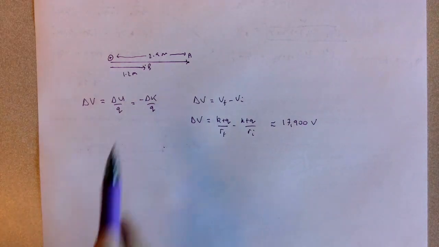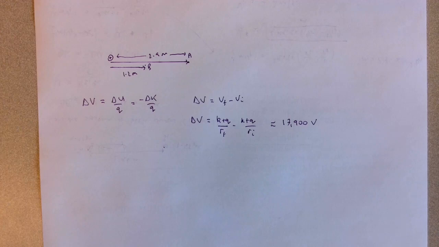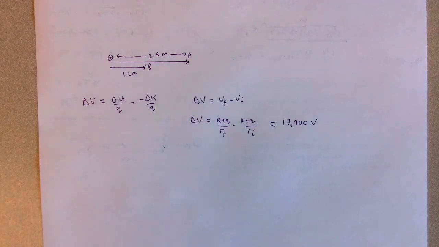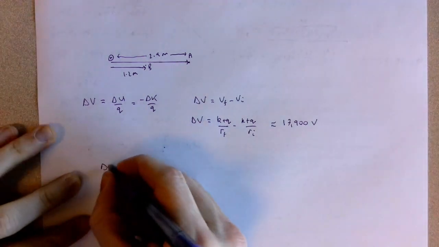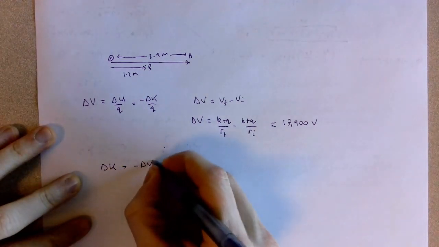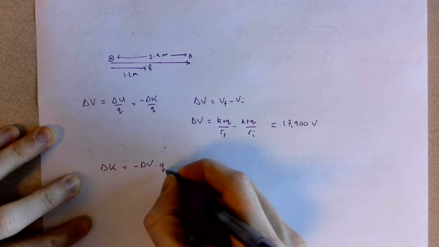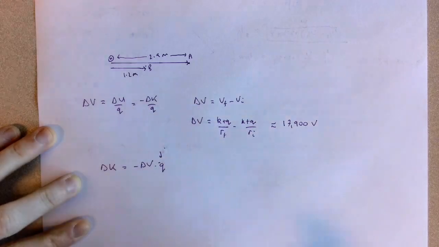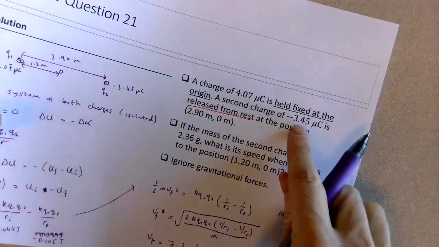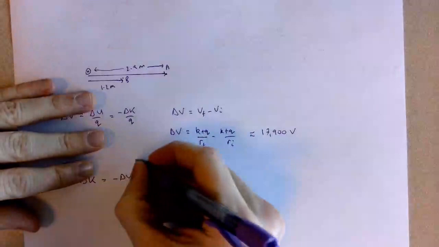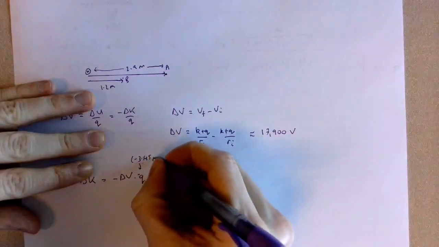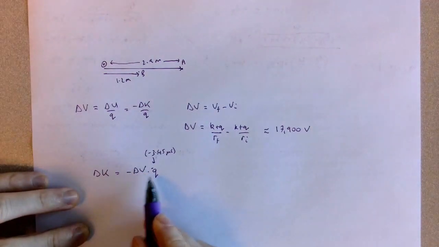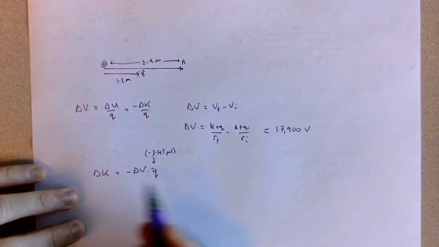and then we can think about multiplying this change by the charge that moves through the potential difference. So my delta K is going to be equal to my negative delta V times the Q, and this will be the Q that actually moves through the potential. So this one will refer to the negative 3.45 microcoulomb. So we'd have a negative times a positive change in voltage times a minus would give us again a positive delta K, which has to be true.